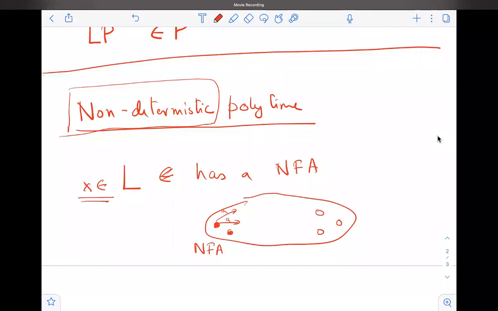Think of it. You have to convince me that X is in L. How will you convince me? How will you convince me X is in L? Give me one path, right? Yeah. So X is in L meaning you can provide a witness. Okay.